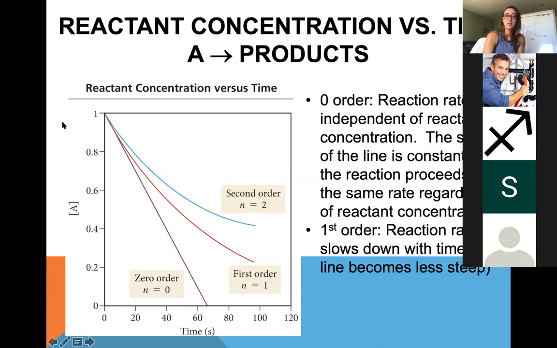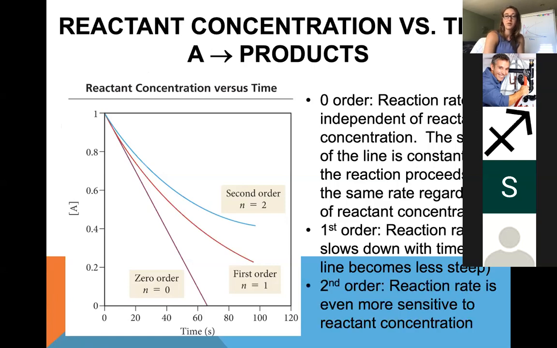And this will, like I said, make a lot more sense when I show you some examples. Okay. The next type of reaction is a first order reaction. And this means the reaction rate slows down with time. So the line becomes less steep, you can see, with time. Okay. And that's pretty much it. And then the second order reaction means that the rate is even more sensitive to the reactant concentration. Okay.